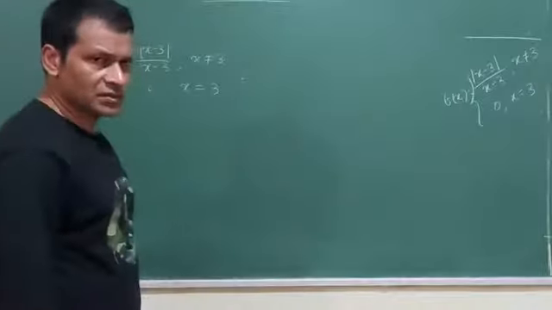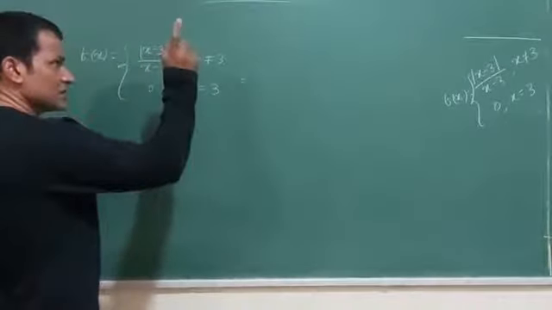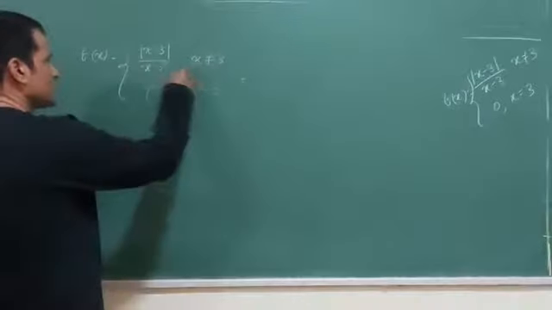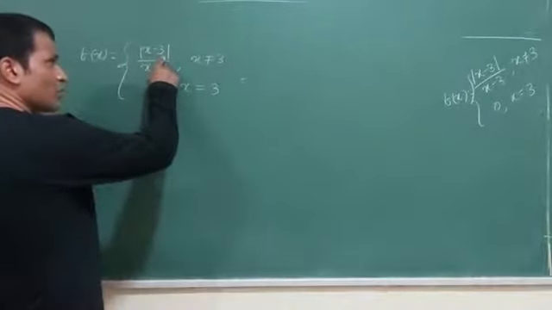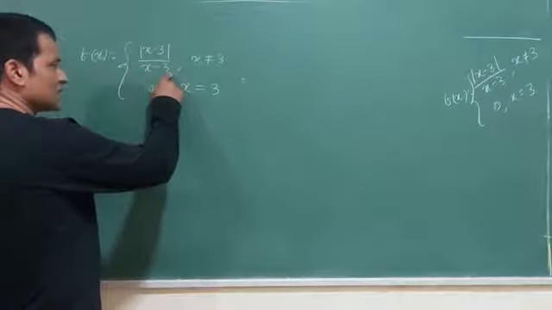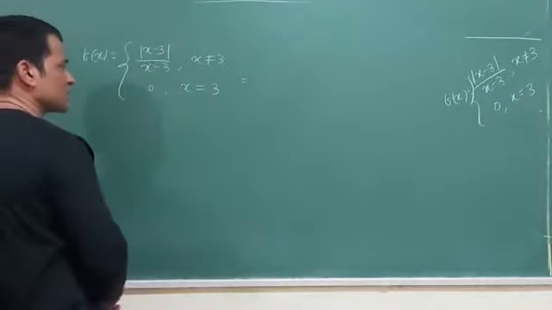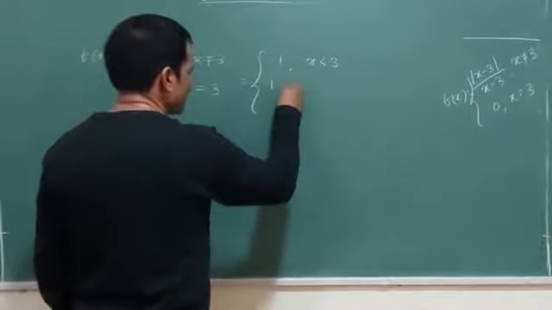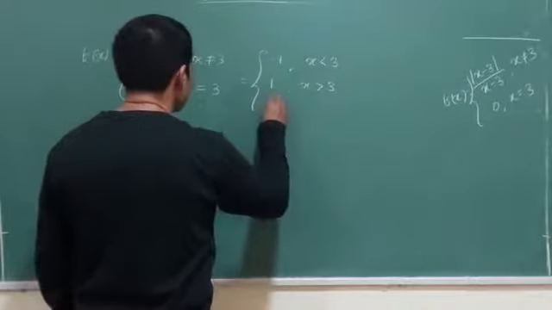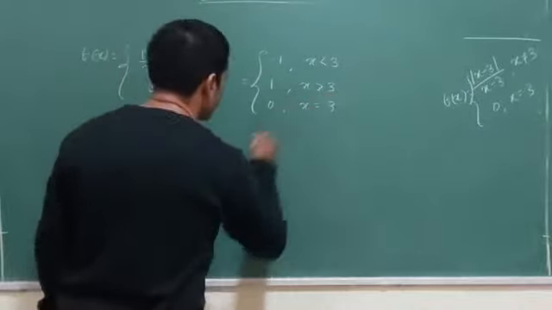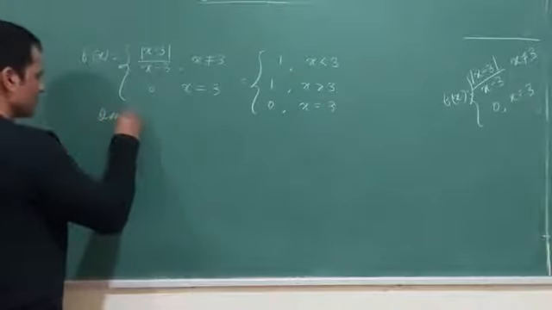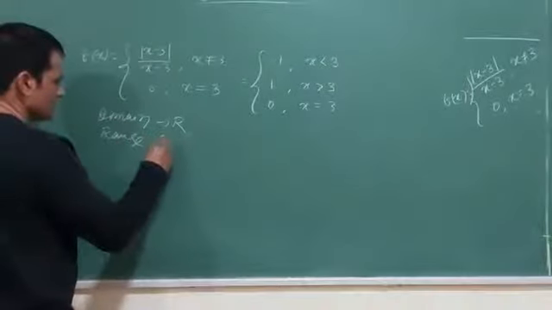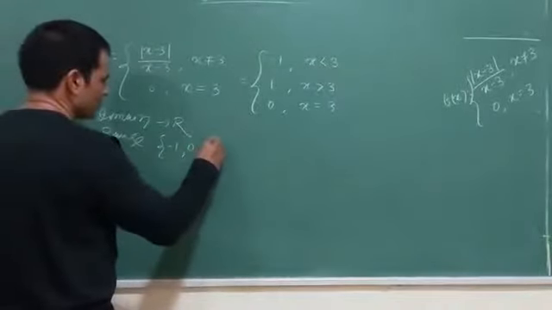Less than 3, consider the value 2. 2 minus 3 is minus 1, its modulus is 1. Minus 1 by 1 gives you minus 1. Or you take minus 6. Minus 6 minus 3 is minus 9, modulus is 9. Plus 9 by minus 9 is minus 1. So that gives you again minus 1. X is less than 3: minus 1. X is greater than 3: 1. 0 at x equal to 3. So domain and range are the same. Domain R, range minus 1, 0, 1. What about the graph?